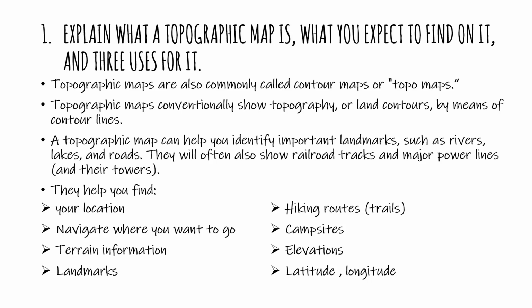It's going to help you navigate where you want to go, right? If you were going to the office and you're lost, or you were going to the place where they have the showers, it will help you find out. We have terrain information because the contour lines will allow us to see elevations, to see which side is going up, which side is going down, right? Where we have a mountain, where we have a valley, where we have a landmark building, hiking routes, campsites, elevations, latitude and longitude.